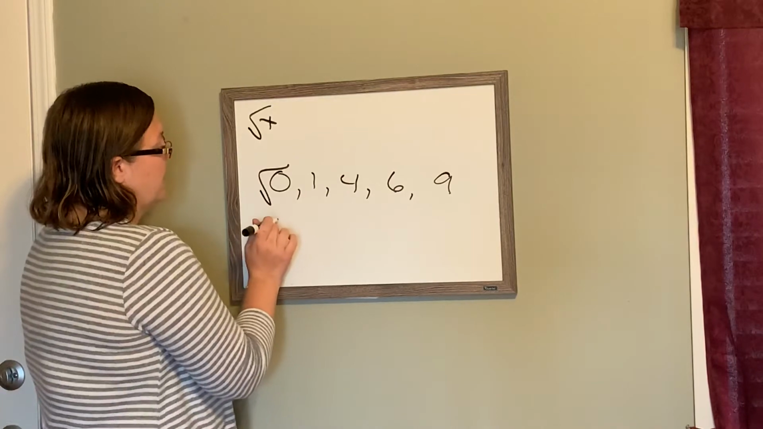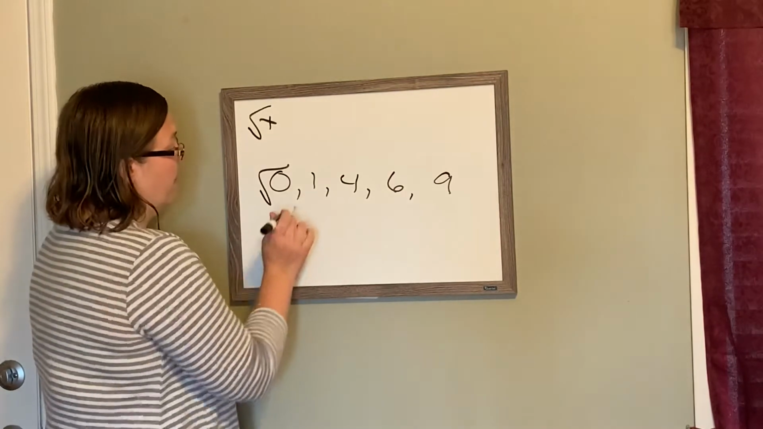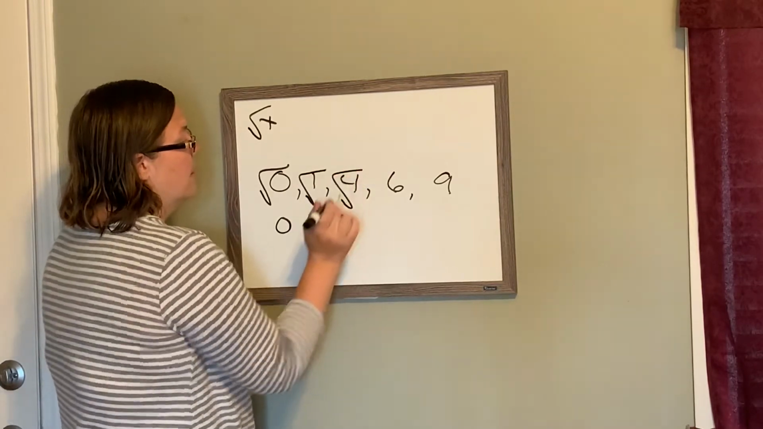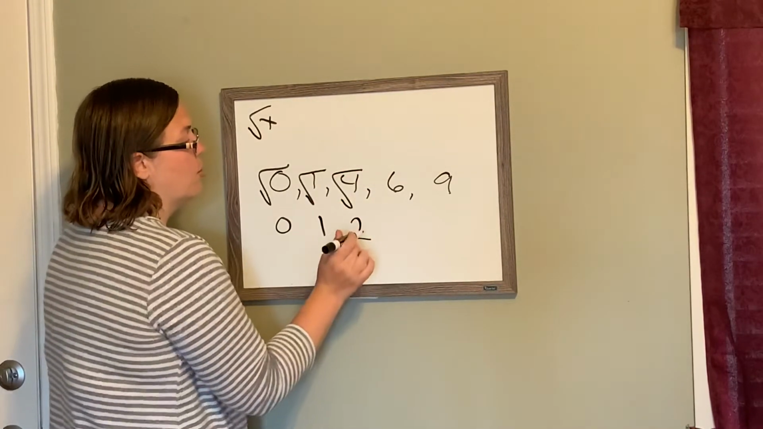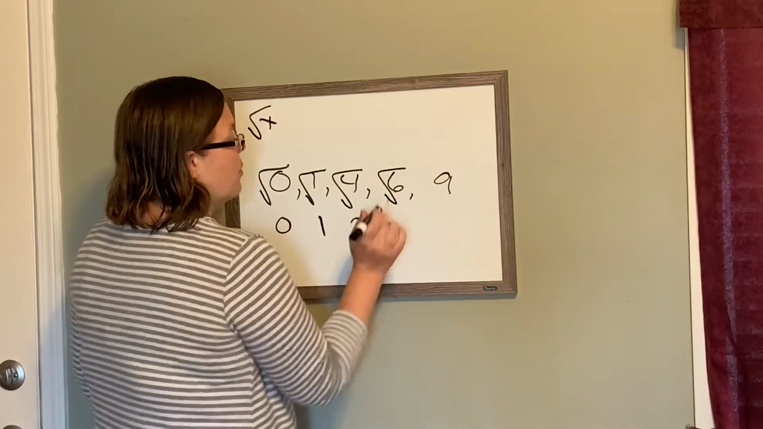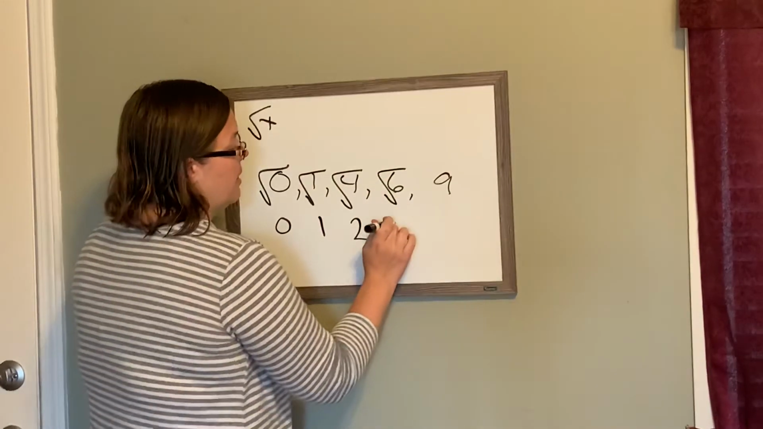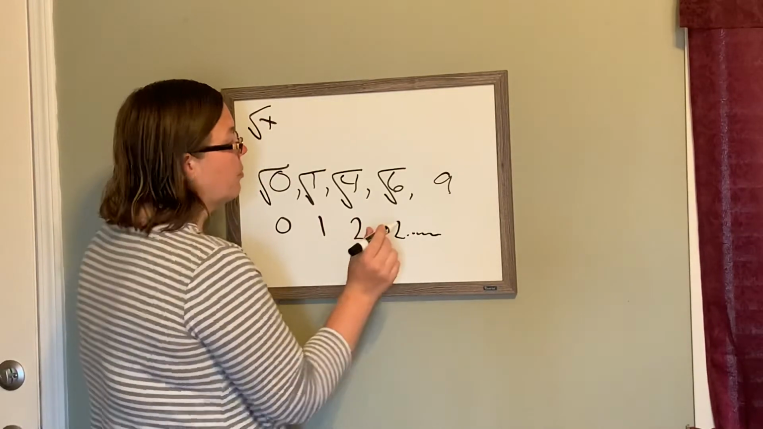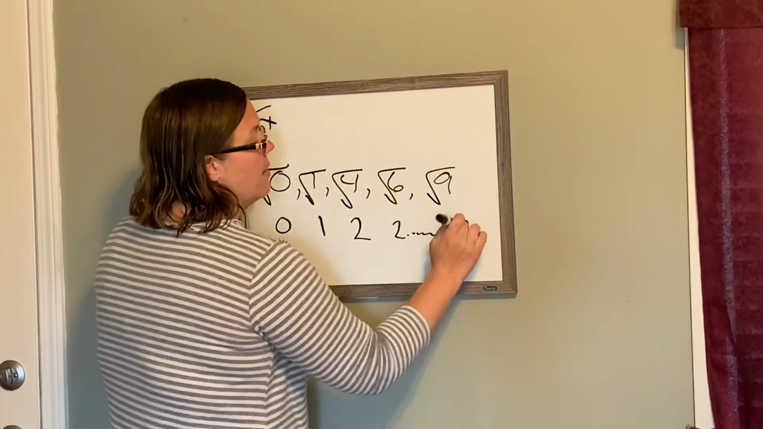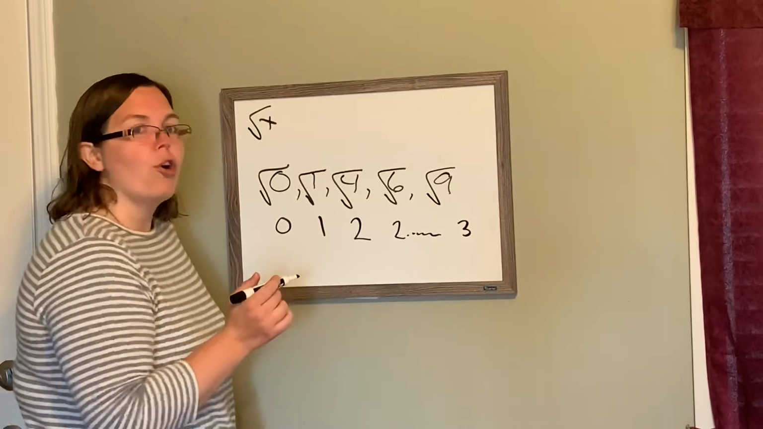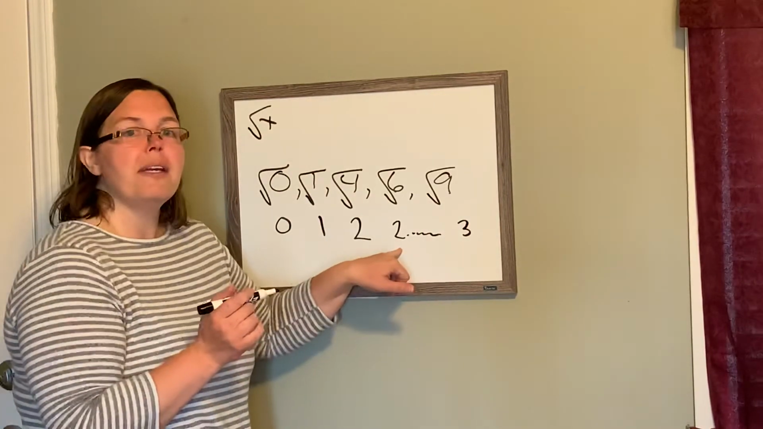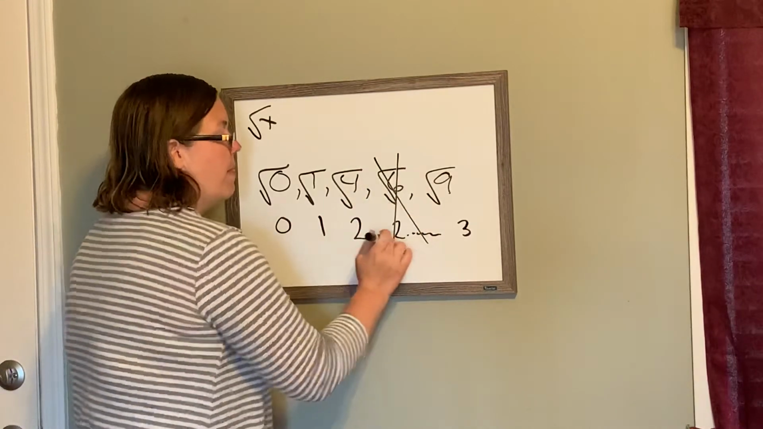In this case, the square root of 0 is 0. The square root of 1 is 1. The square root of 4 is 2. The square root of 6 is 2 point a lot of decimals. The square root of 9 is 3. So in order to be a perfect square, you must have a whole number. If you get something with a decimal, that is not a perfect square.